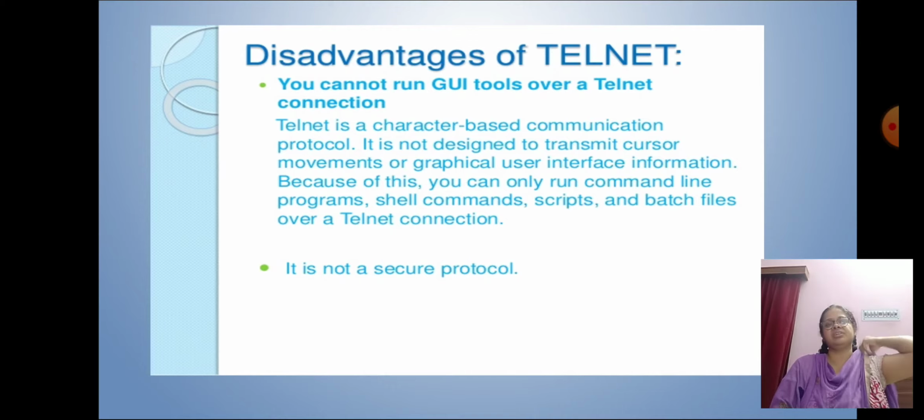What are the disadvantages of Telnet? We cannot run GUI tools over a Telnet connection. As we know, it is not possible to run a GUI-based tool as it is character-based communication. It is not possible to transfer cursor movement and other GUI information. It is not designed to transmit cursor movement. Because of this, we can only run line programs, shell commands, scripts and batch files over a Telnet connection.